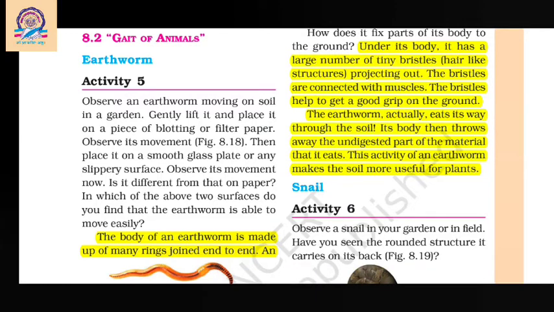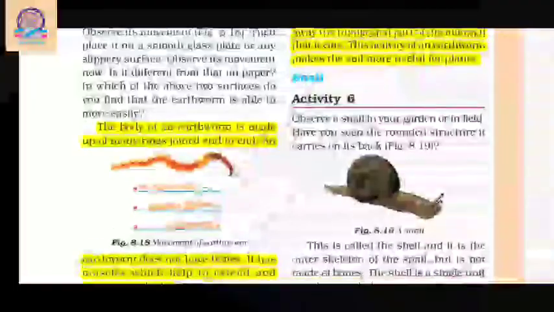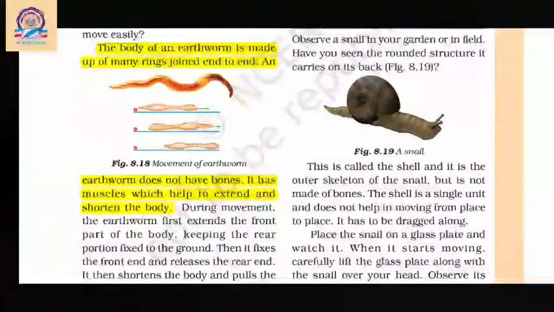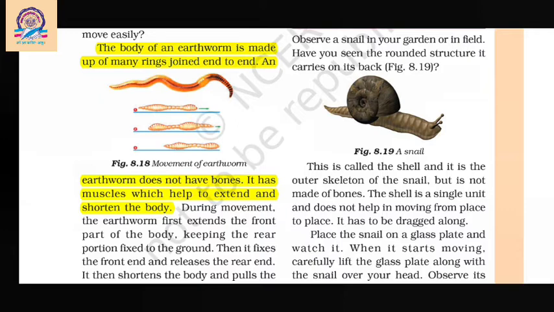So, have you seen how an earthworm moves? If anyone has seen how an earthworm moves, please comment down below that I have seen an earthworm move. Okay? So, let's see the mechanism of how the earthworm moves. The body of an earthworm is made up of rings joined end to end.